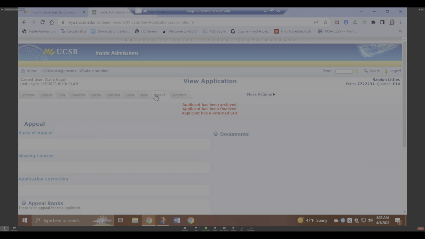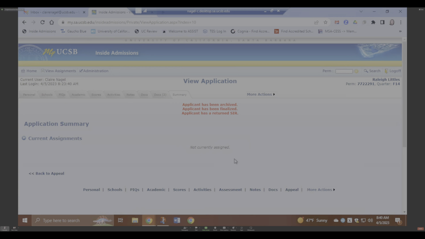Yeah. So for some reason, the system updated recently, and it's showing this as the second docs tab, but it's actually the appeals tab. There's nothing here. And then summary. So when your application was being reviewed, the reviewers' names were posted here, but since the review's been completed, it's not assigned to anyone. So this is blank.